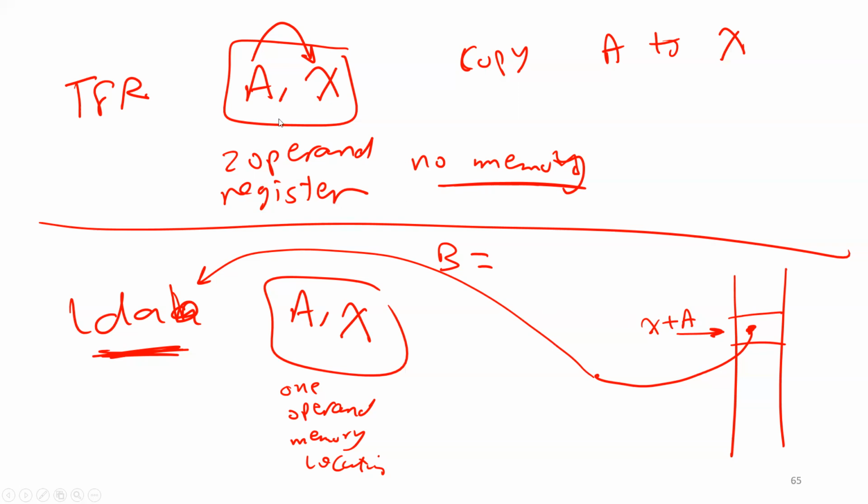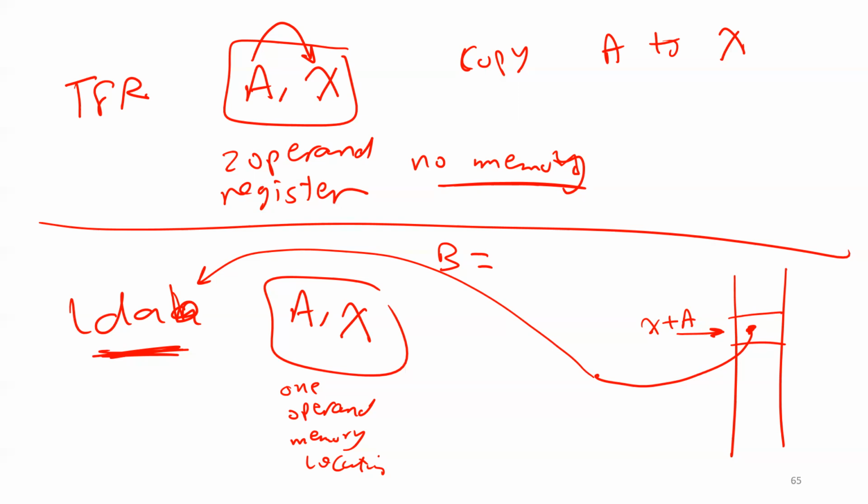So that's what I want to say. A comma X here is completely different from A comma X here. A comma X here has two operands, and this one I'm going to copy from this one to this one. This one is a memory location. So why is there confusion? No, there is no confusion, if you understand what I'm saying.